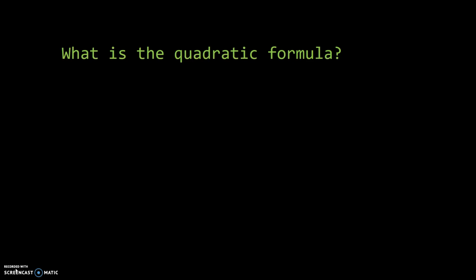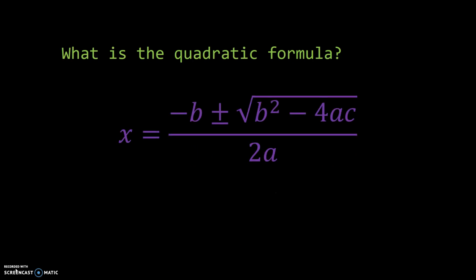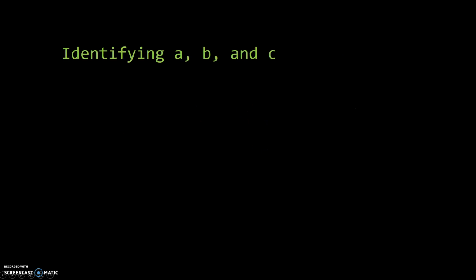So what is the actual quadratic formula? Here it is. What we have is, remember the vertex form, we have negative b over 2a when we found the x value of the vertex. And inside is the discriminant, b squared minus 4ac. Now, since there are always two solutions, we have a plus or minus here, which will help us get our two solutions. So let's go through a couple of examples.